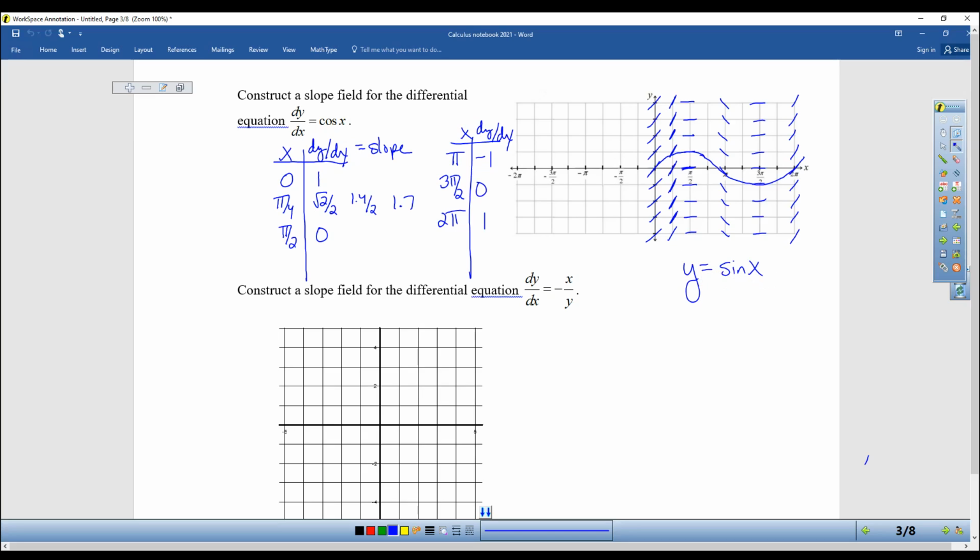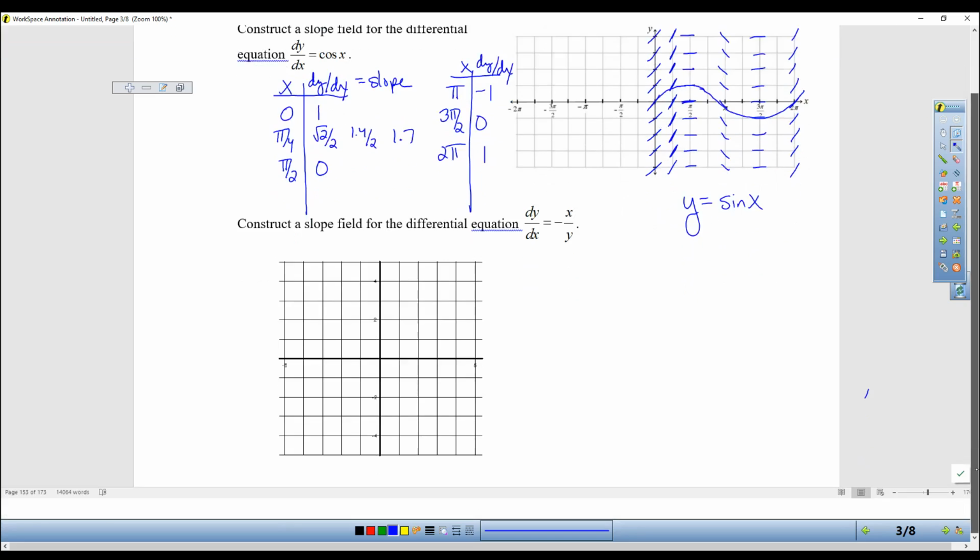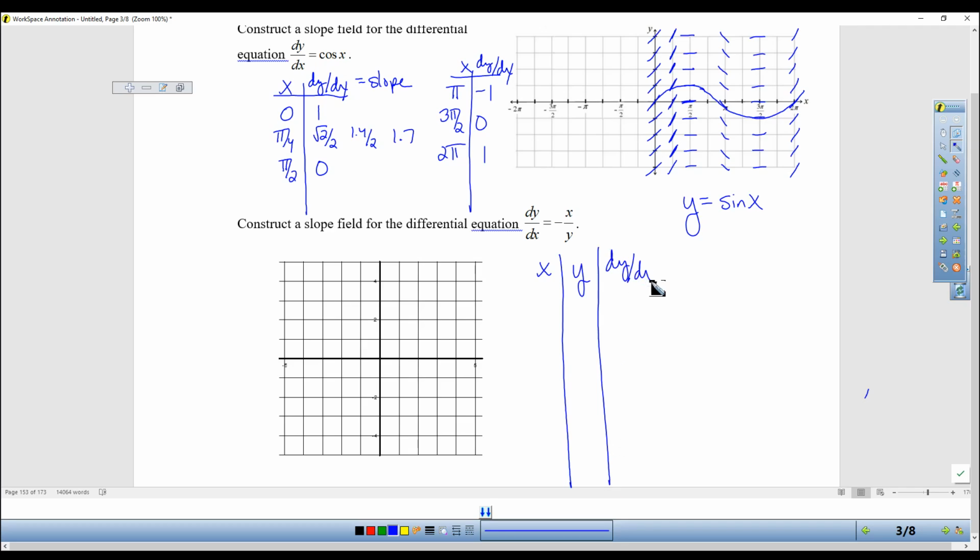All right, so we're going to try that on one that you don't know the answer to, and hopefully it'll make a lot of sense. This time, though, I'm going to need 3 columns, x, y, and dy dx, because the slope changes based on both x and y. So let's do the easiest point, 0, 0.